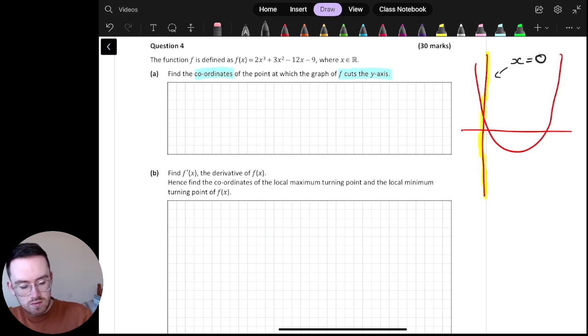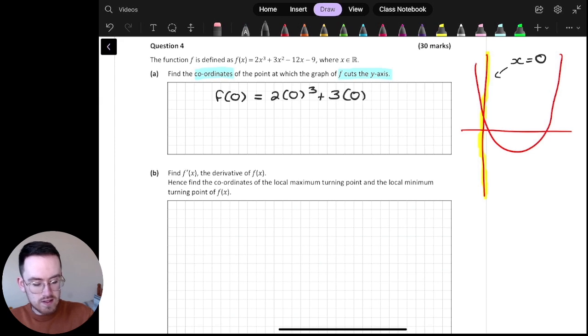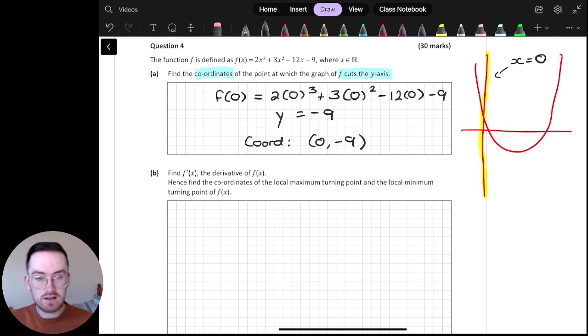So to find where the graph cuts the y-axis, we are going to do f of 0. So set x equal to 0, sub that in and then solve accordingly. And we should get a value of -9. Okay, so that's our y value. So y is equal to -9, so the coordinates are going to be (0, -9). That's the coordinates of the point where the graph cuts the y-axis.